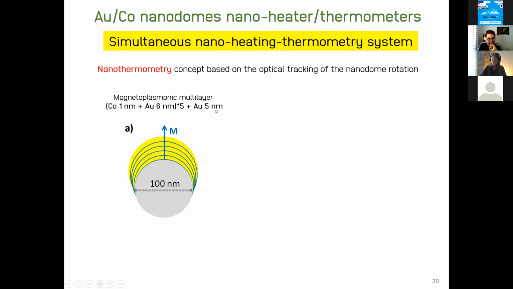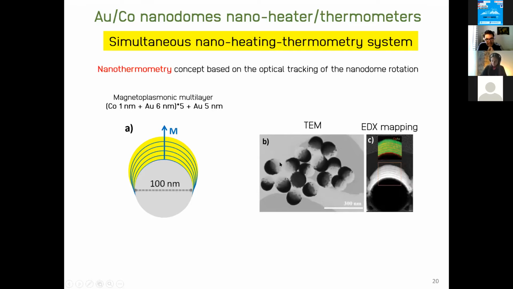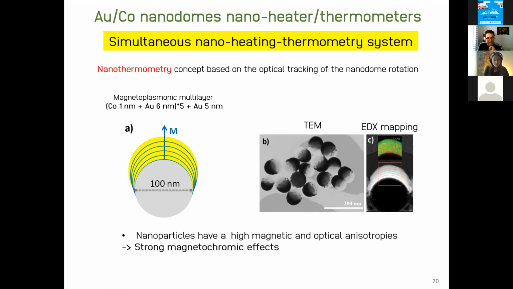Regarding the structural properties, you can see that, again, we were able to partially cover the nanodomes with these metals. By EDX mapping, you can see that we succeeded in making this multilayer system on the nanodomes. So this system, thanks to the coupling of cobalt and gold, and also thanks to the geometry, will have high magnetic and optical anisotropies that will confer a strong magnetochromic effect.